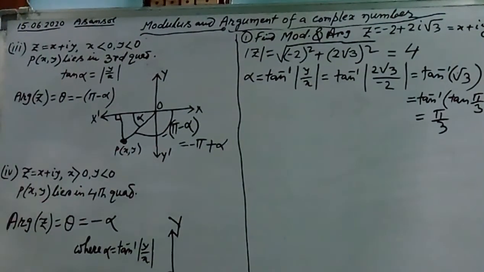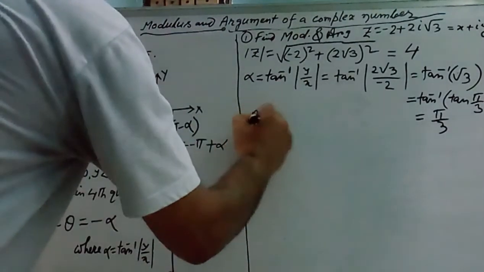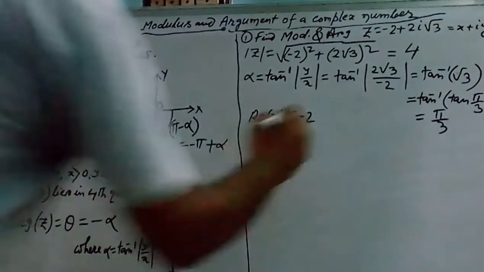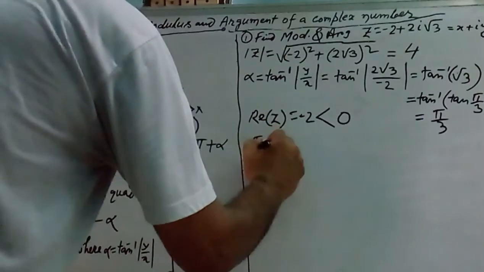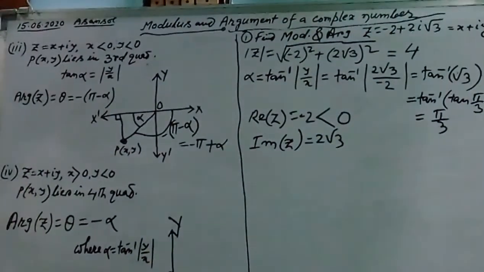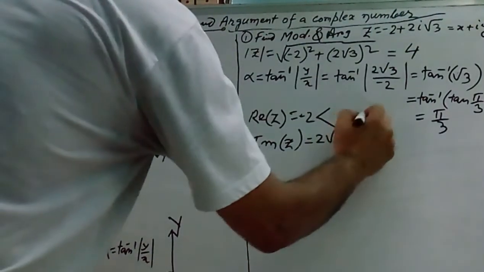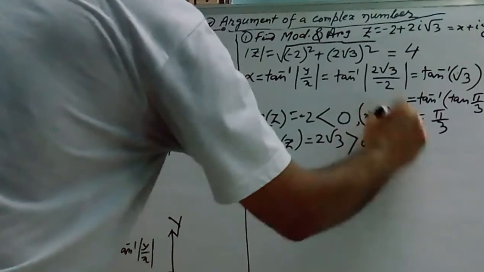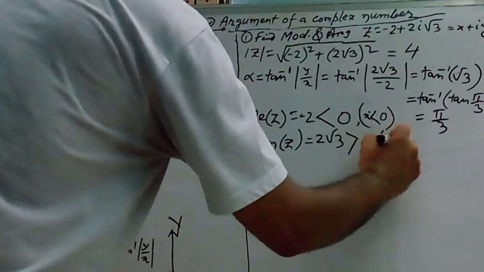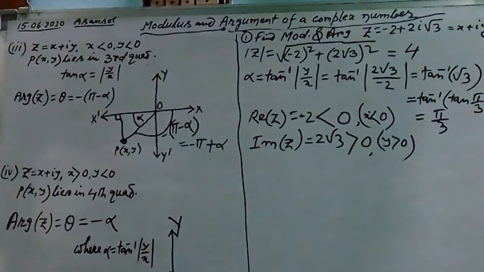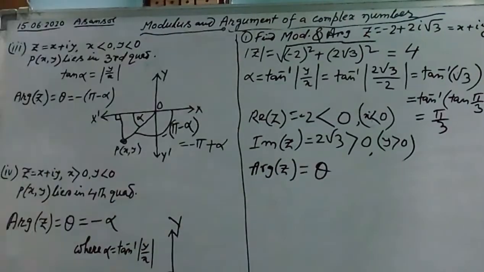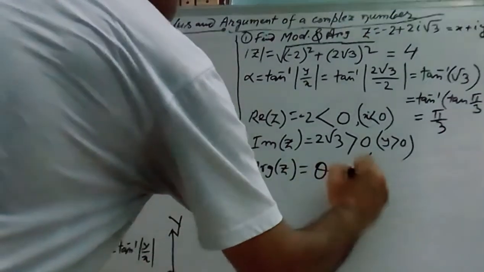Now we have to see that real z is equal to minus 2, that is negative, less than 0, and imaginary z is equal to 2 root 3, that is positive, greater than 0. So x is less than 0, negative, and y is greater than 0. Then the argument of z, theta, will be equal to pi minus alpha.